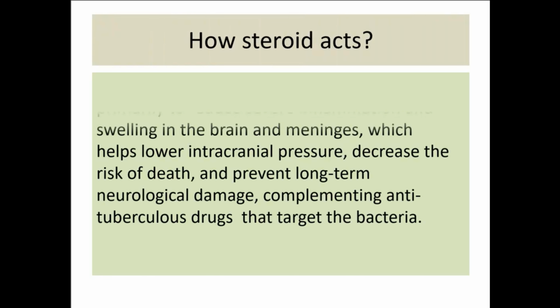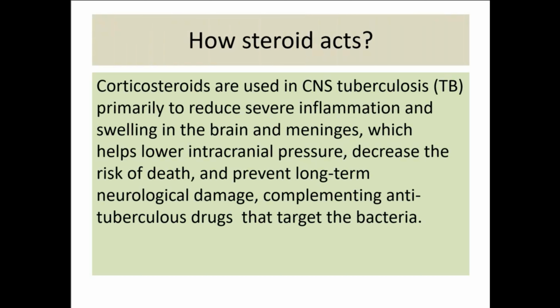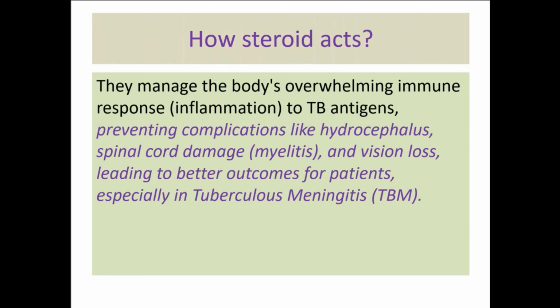How steroid acts. Corticosteroids are used in CNS tuberculosis primarily to reduce severe inflammation and swelling in the brain and meninges, which helps lower intracranial pressure, decrease the risk of death, and prevent long-term neurological damage, complementing anti-tuberculous drugs that target the bacteria. They manage the body's overwhelming immune response to TB antigens, preventing complications like hydrocephalus, spinal cord damage, myelitis, and vision loss, leading to better outcomes for patients, especially in tuberculous meningitis, TBM.